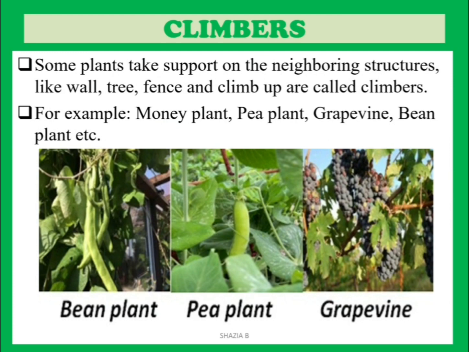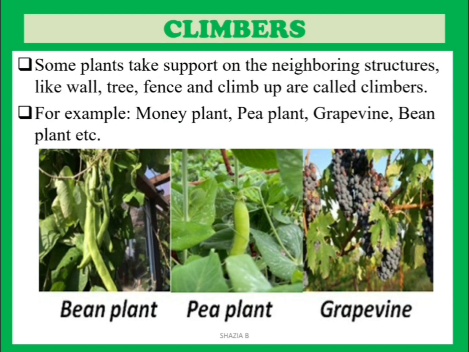So far we discussed different types of plants. We started from herbs, which are short. Next, shrubs, which are medium in size, and the next one, trees, which are very tall. The fourth one, creepers, which usually creep along the ground, and the fifth one, climbers, which climb up with the help of a support. Next, we are going to discuss the different parts of the plant.